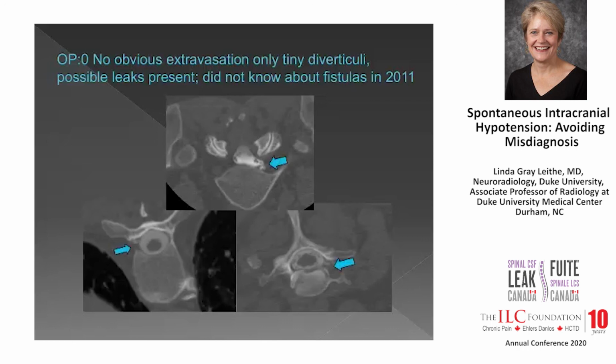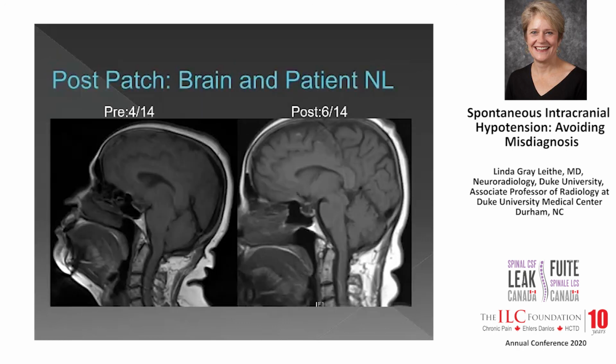She became a normal person. She was able to drive again. People thought she'd never be able to do that. And you can see she went from a sagging brain to a normal brain here. And this is her normal imaging study 2 months later.